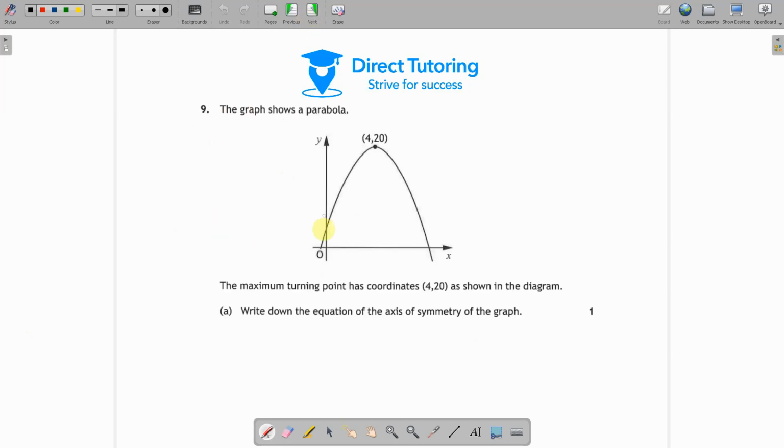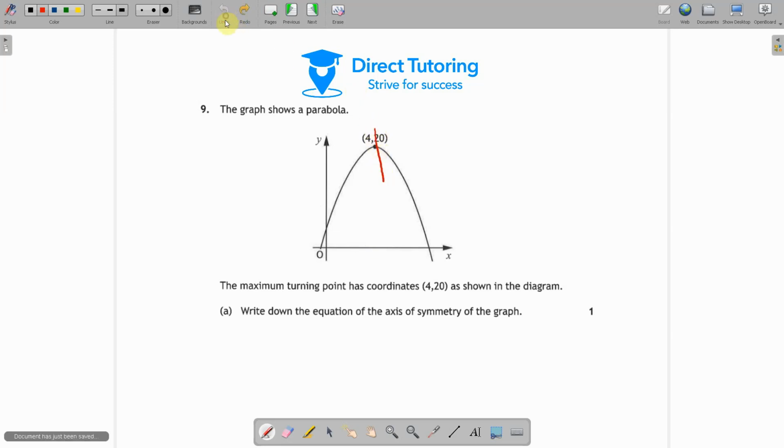And for question number 9, it's given us a parabola with the turning point, and it's given us a maximum turning point of (4, 20). It's saying write down the equation of the axis of symmetry. Now, the axis of symmetry is very, very straightforward. You look at the graph and you say, right, do I cut it in the y-axis or the x-axis to make it symmetrical? And in this case, it is the x-axis.